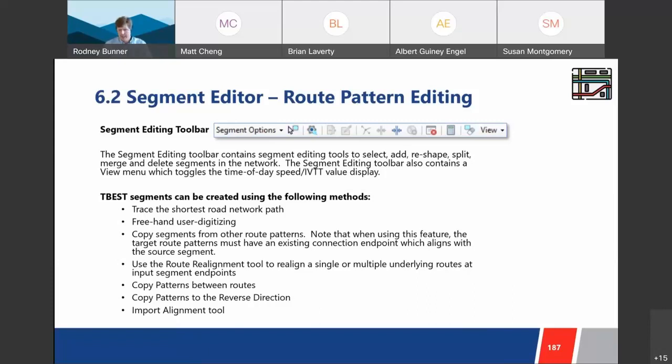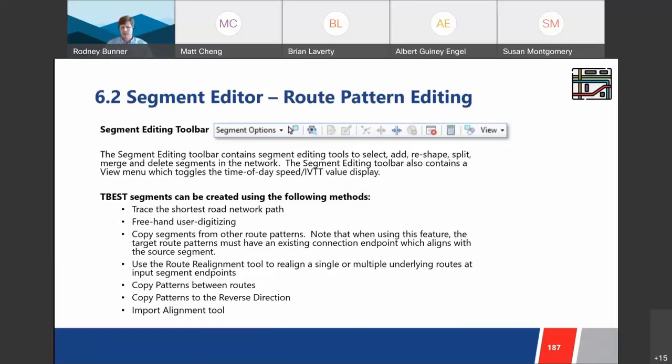So there's lots of other ways to create route patterns. You can copy the patterns from one route pattern or copy the segments from one route pattern to another. There's a route realignment tool inside of TBEST that allows you to push an edit that you might have on a particular segment into all intersecting segments at that location.